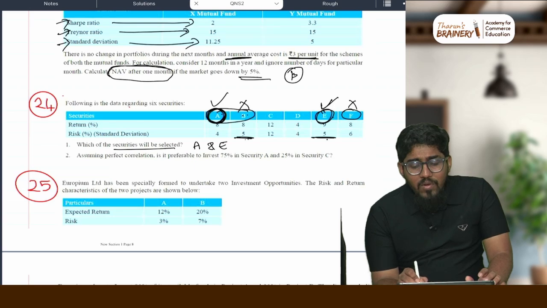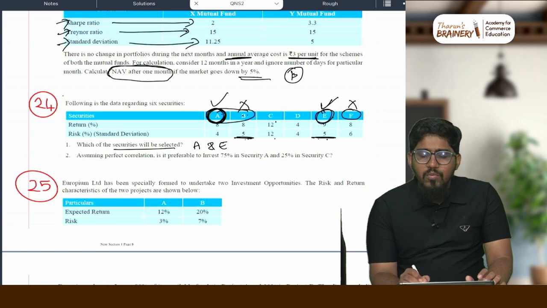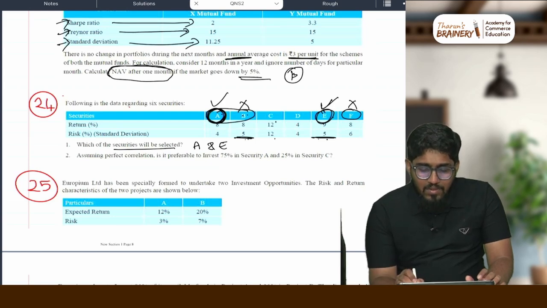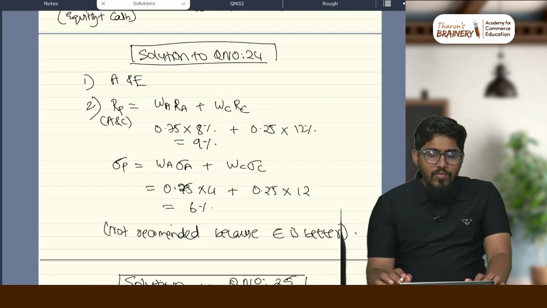Or for a lesser amount of risk, are you getting more? So are you getting any more than 9? More than 9 means the risk is also more, so do not consider. Same return, less risk. 8, 8, 9. So yeah, A and E you have to select.